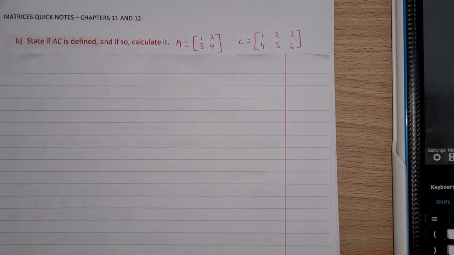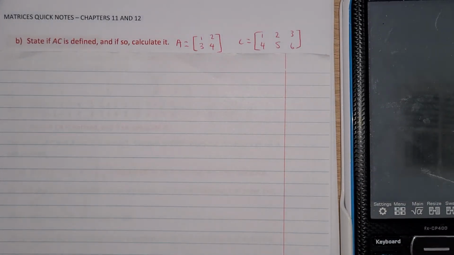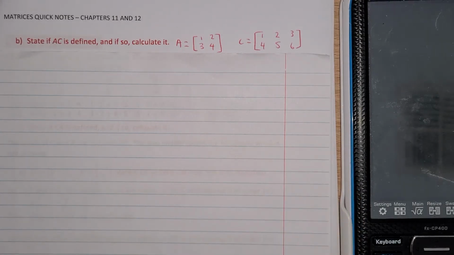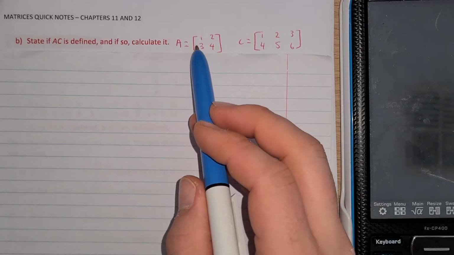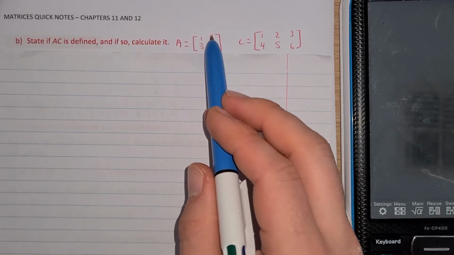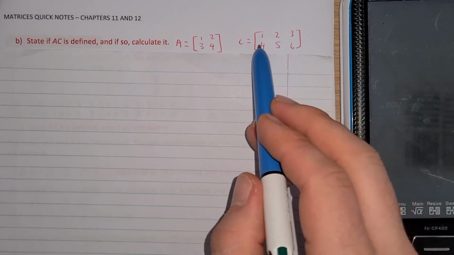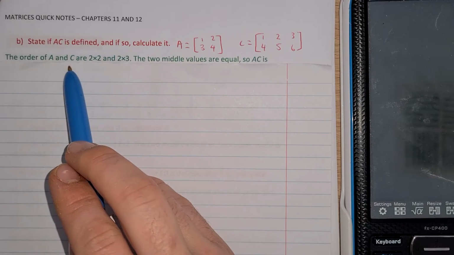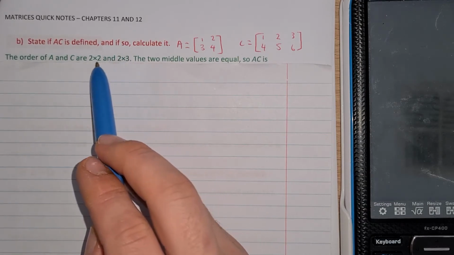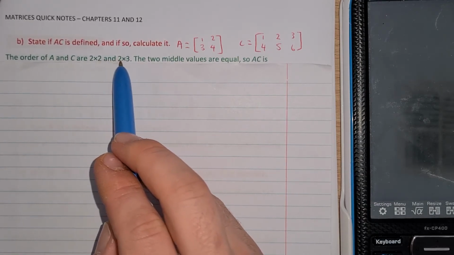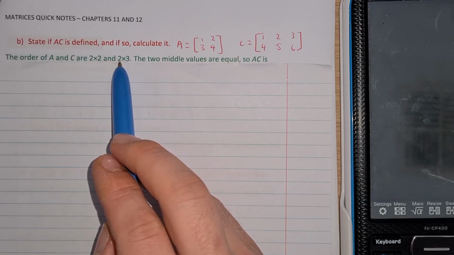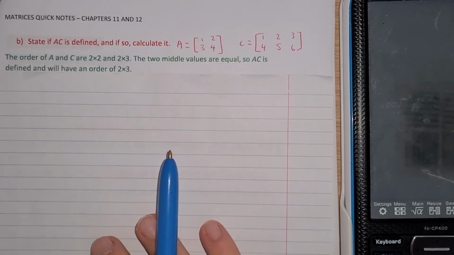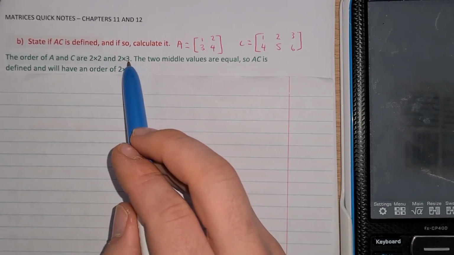All right, so next question is, state if AC is defined, and if so, calculate it. So we've got A and C written here from the previous page. A is a 2 by 2 matrix, and C is a 2 by 3 matrix. So when we write out the order of A and the order of C, 2 by 2 and 2 by 3, because our two middle values are equal, we know that AC will be defined, and it will have an order of the two outside numbers. So AC will have an order of 2 times 3.